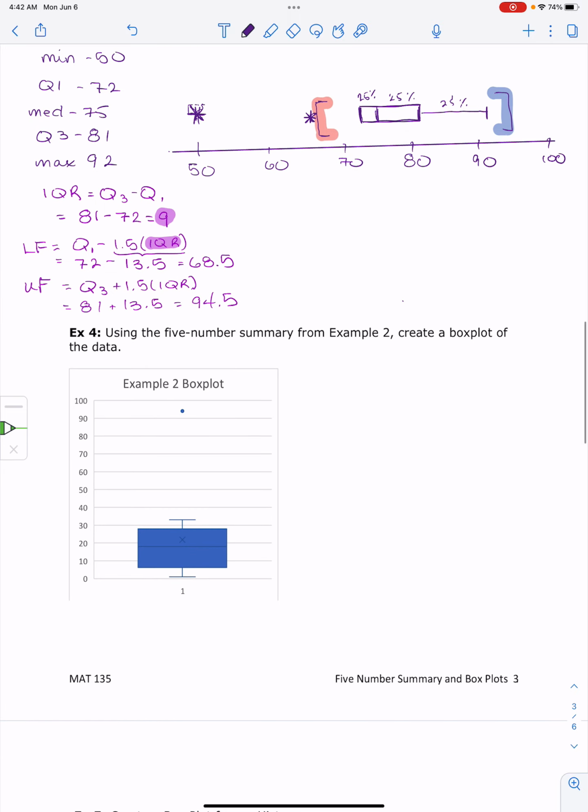Remember, example 4 had that larger number set. So I already said I was not going to do that by hand. What I am going to do, though, is calculate the fences again. So I had a min here of 1. Our Q1 was 7. Our median was 18. Our Q3 was 27. And our max was 94.